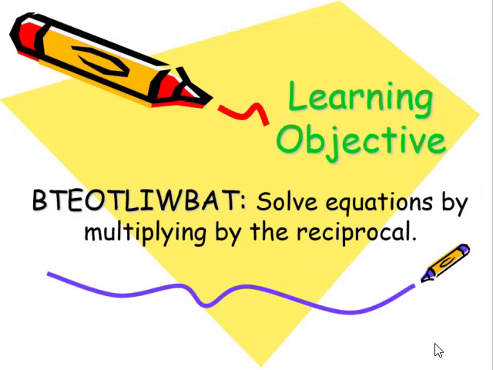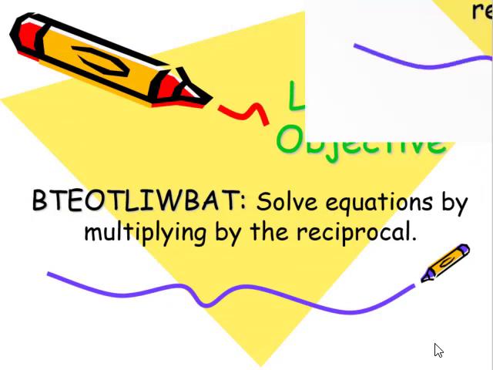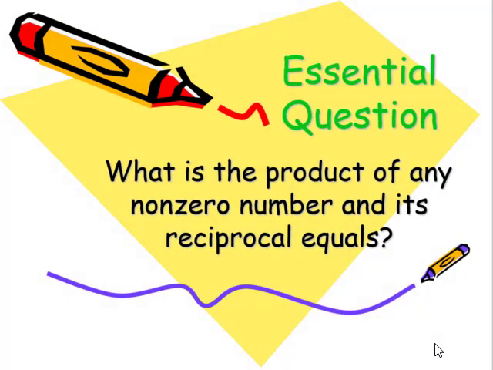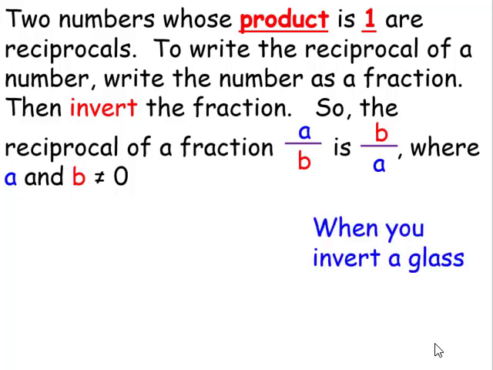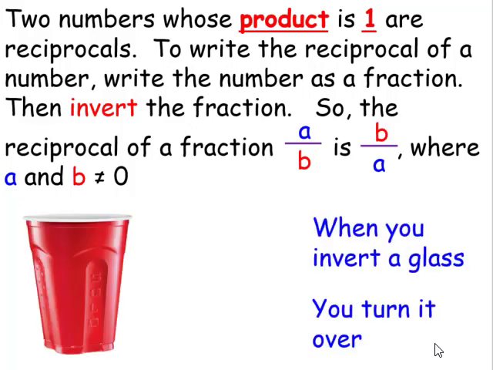By the end of this lesson, I'll be able to solve equations by multiplying by the reciprocal. Our essential question is, what does the product of any non-zero number and its reciprocal equal? Two numbers whose product is 1 are reciprocals. To write the reciprocal of a number, write the number as a fraction, then invert the fraction. The reciprocal of a fraction a over b is b over a, where a and b do not equal 0. Similar to when you invert a glass, you turn it over.